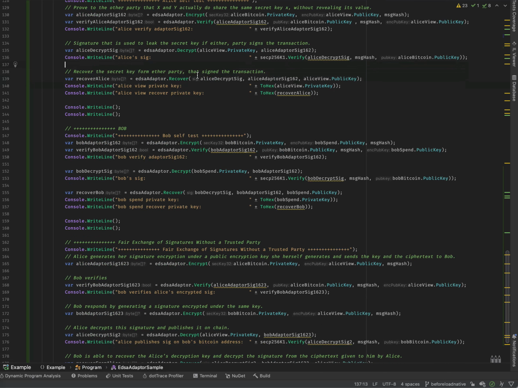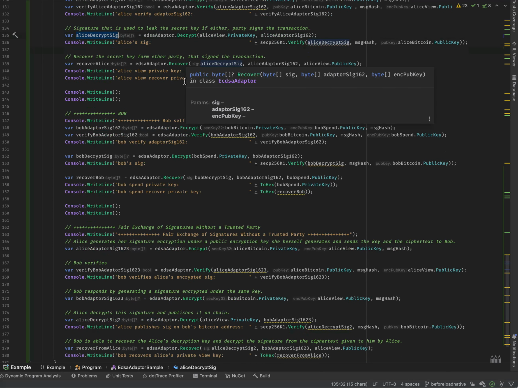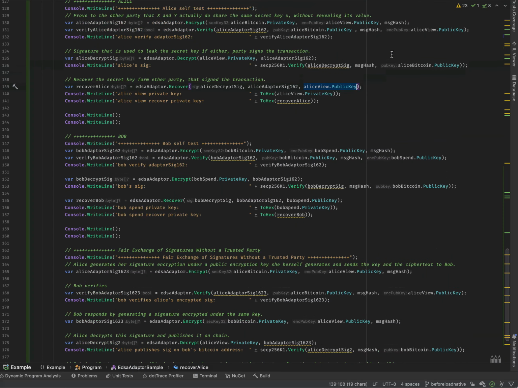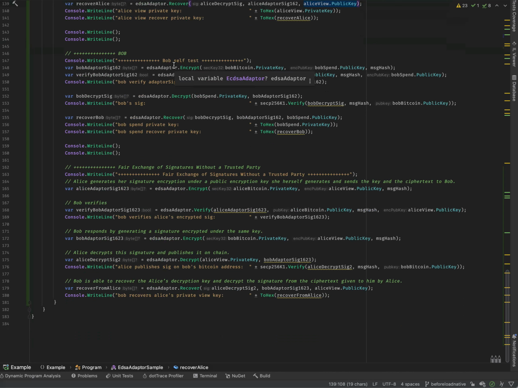Right? So once it's on chain, which is the signature that controls this address because it's now been signed, Alice can then go and do a recovery using the decryption she got from here, the adapter signature, and then obviously the encrypted public key, which she has shared with herself. And this should obviously tell us if this is the correct key and what is recovered. Bob, however, goes and does exactly the same test, so we're not going to go through this.